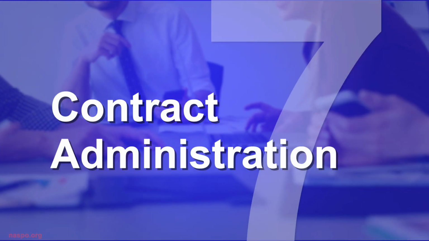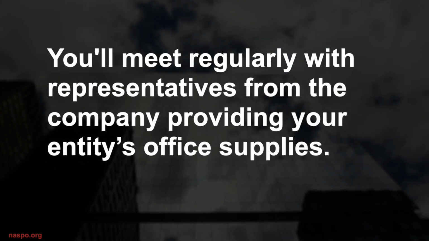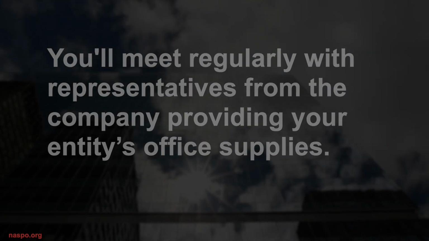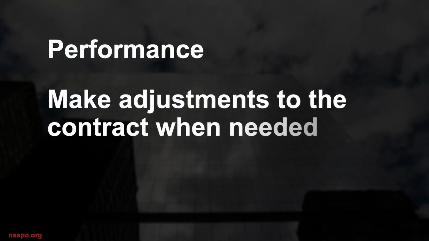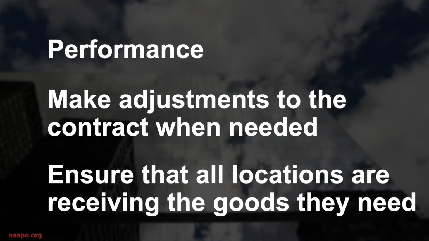Contract administration. When a contract is administered, the contract will be monitored for its progress and performance to ensure goods and services conform to the contract requirements. For the next 4 years, you meet regularly with representatives from the company providing your entity's office supplies. You keep track of their performance, make adjustments to the contract when needed, and ensure that all locations are receiving the office supplies they need.